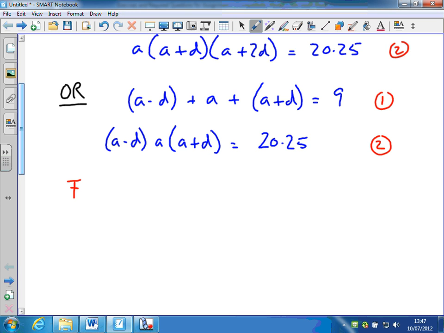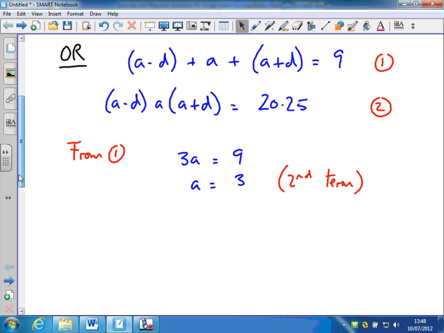So from 1, A plus A plus A is 3A. Minus D plus D is nothing, so we get 3A equals 9, so therefore A equals 3. So we can get A straight away, but A of course will be our middle term in this case. This is the second term. So we need to find out what D is, and then we can work out what A would be in the first term altogether. So don't forget that.